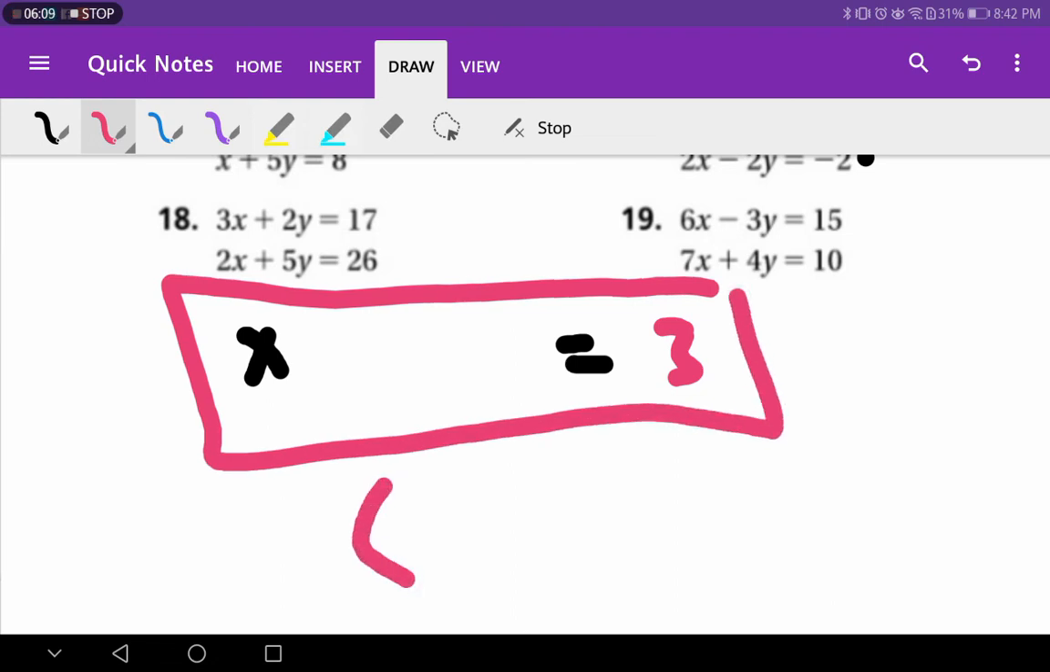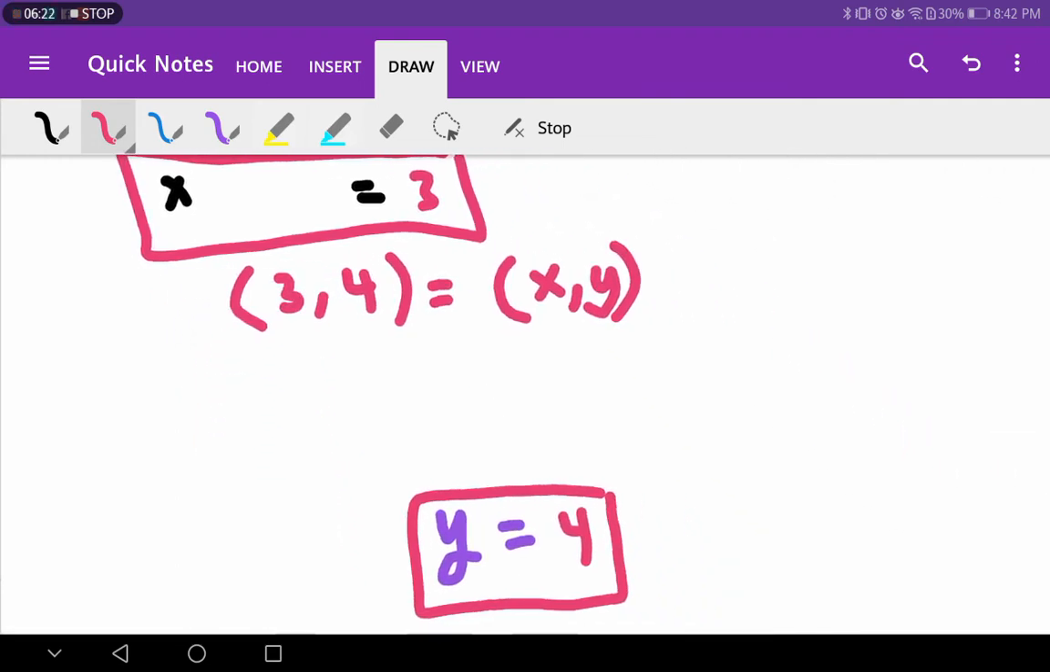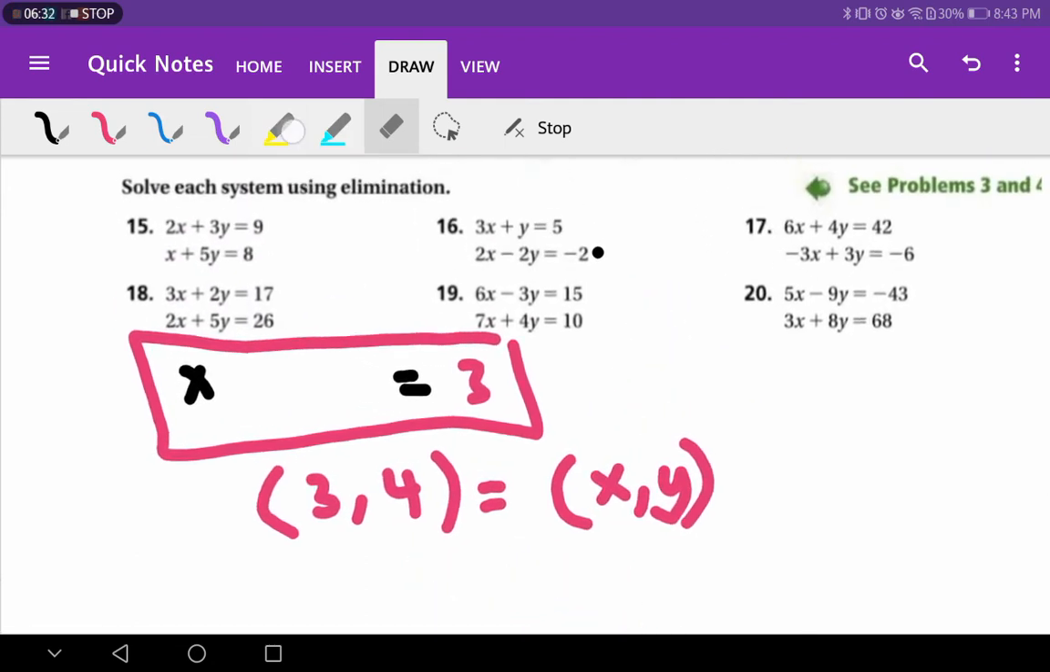So the solution of the system is 3 and 4, because it is x and y. And remember, x equals 3 and y equals 4. What this means is that these two values make the system correct. If you plug in x equals 3 and y equals 4, the first equation and the second equation will be true. This is the meaning of the solution.